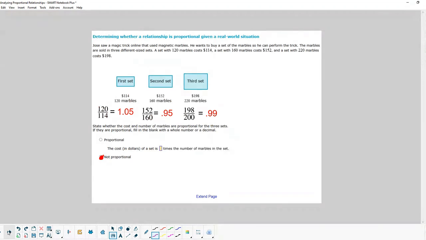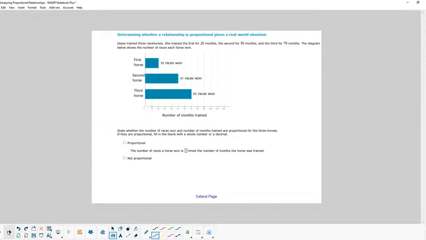Okay, let's try another example. Diane trained 3 racehorses. She trained one for 20 months, another one for 50 months, and a third for 70 months. Keep in mind that it costs a lot of money to train those horses. So we want to know if training those horses, those different amounts of time, was a proportional relationship.